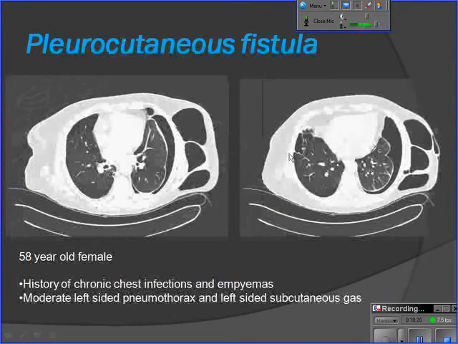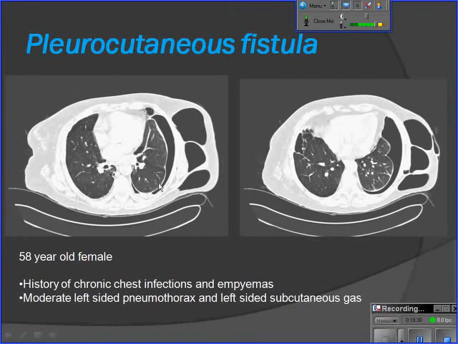Another interesting example from our institution, so this is an example of a pleurocutaneous fistula, which wasn't anything that I had seen before doing this presentation. So it's a 58-year-old female, history of chronic chest infections and empyemas. And so she had a moderate left-sided pneumothorax and significant left-sided subcutaneous gas. It was a chronic finding, and I don't think in this case they could see a definite track, but it was felt to be on the basis of a pleurocutaneous fistula because of the chronicity and the striking findings as well.